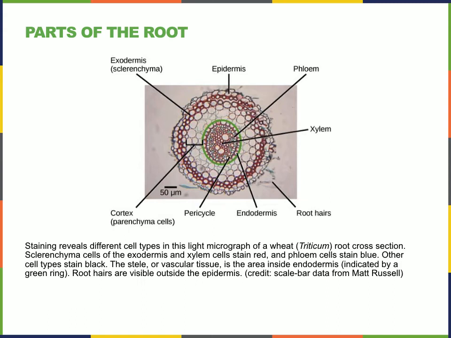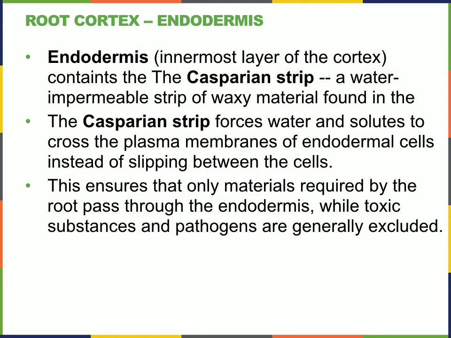Roots are absorbing some nutrients, but not all. They have an inner endodermis, a layer of cells surrounding the vascular tissue, and this allows water and the desired solutes to cross the plasma membrane of these cells, and assures only the ones that the plant wants. So this prevents toxic materials and pathogens from entering this root system.